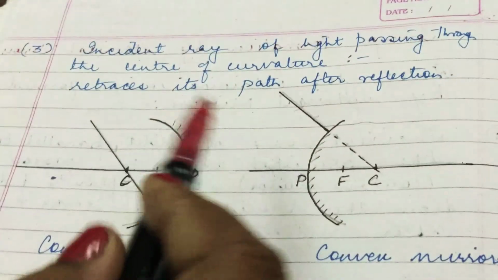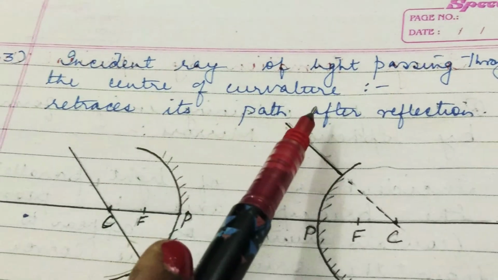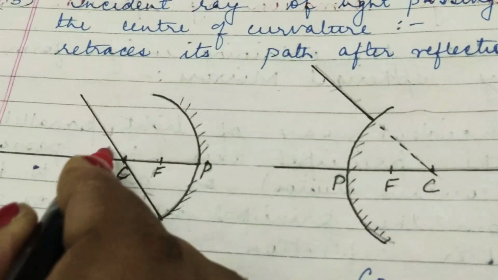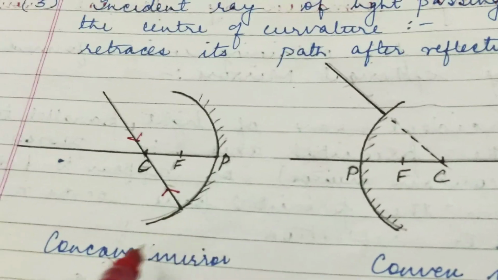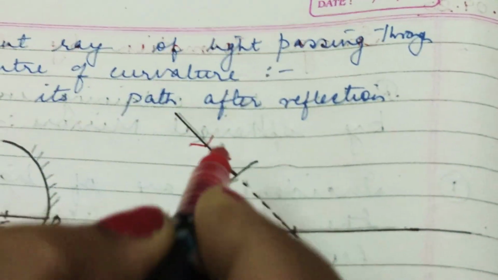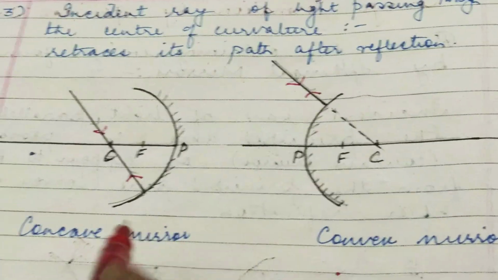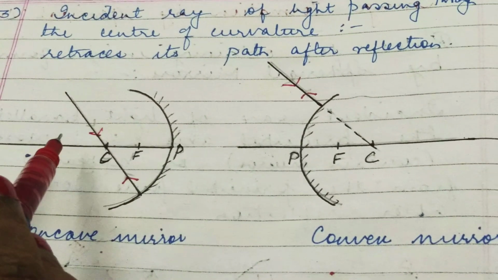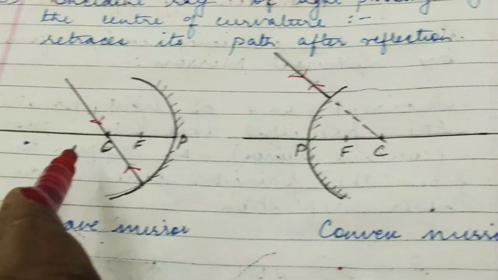The third rule says that an incident ray of light passing through the center of curvature retraces its path after reflection. It is so in case of both the mirrors, concave as well as convex. What does it mean? Retraces its path after reflection means it goes back along the same path.